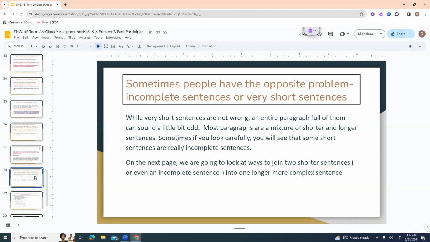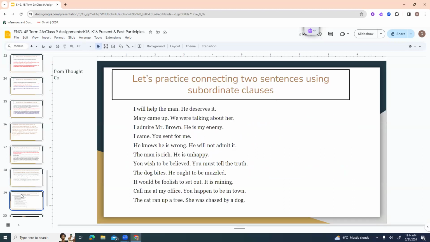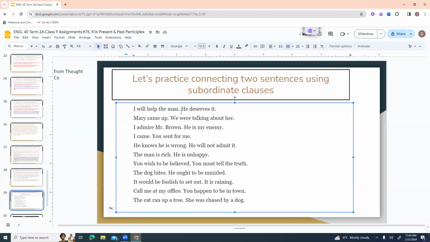And this would work with even incomplete sentences, okay? And we're going to turn them into one longer, more complex sentence. We're going to do this using subordinate clauses, or subordinate conjunctions, basically. So if I've got, "I will help the man. He deserves it." How can I connect those ideas? "I will help the man because he deserves it." Now remember, with a subordinate conjunction, I'm going to turn that period into a comma. I'm going to write the word because. Now, I cannot leave a capital "He" because now it's in the middle of a sentence. So it needs to be lowercase.